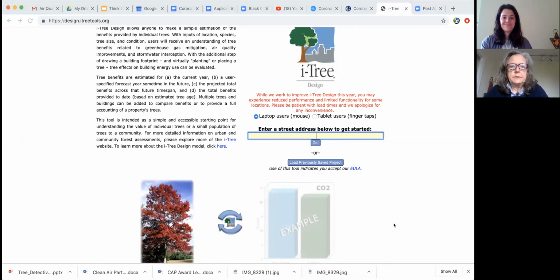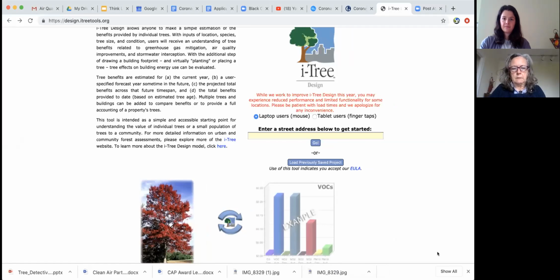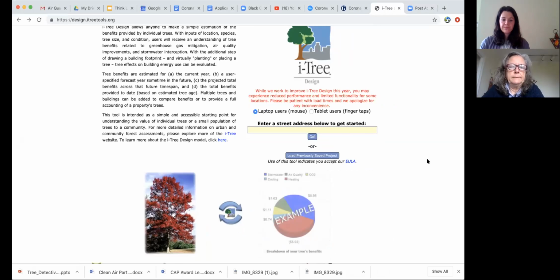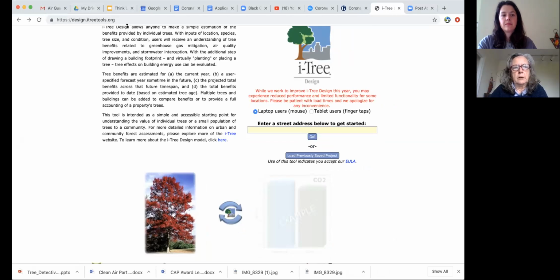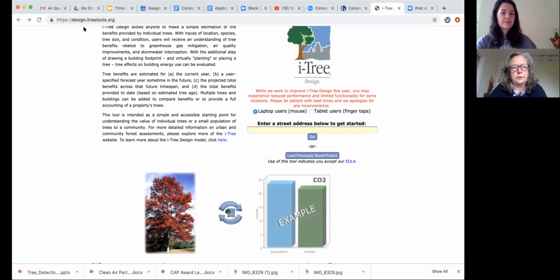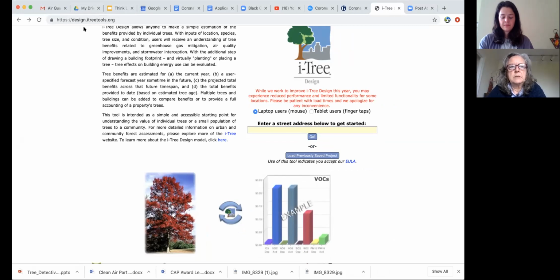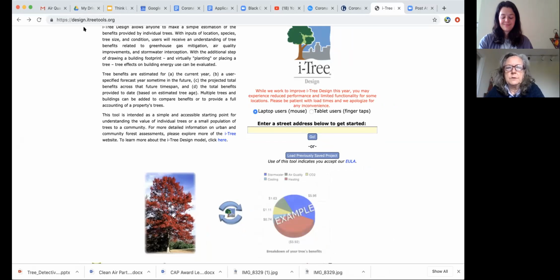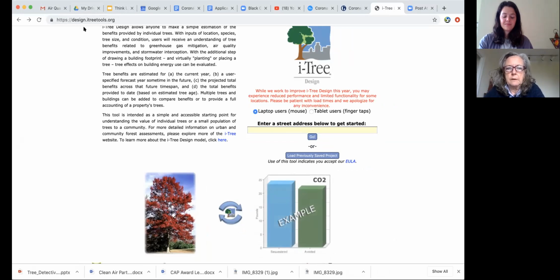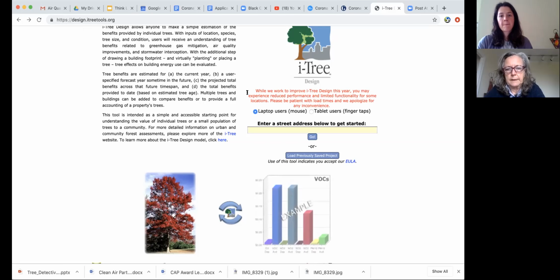All right, so what we're going to do now is we are going to use iTree Design. And so you can see here the URL for iTree Design, but if you Google iTree Design, you also can find the link. And iTree Design is an app that is used to basically help us do an estimation of the benefits that an individual tree or a group of trees would provide.